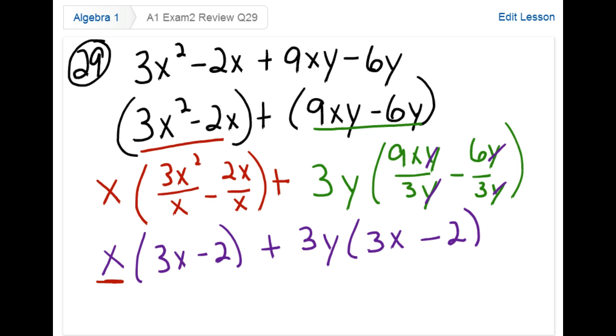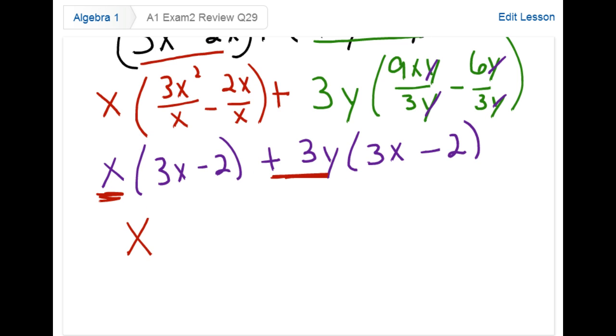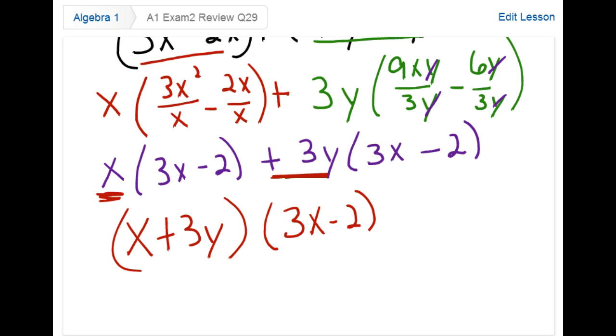Okay, so now I'm going to group together these two terms. So it becomes x plus 3y times 3x minus 2.